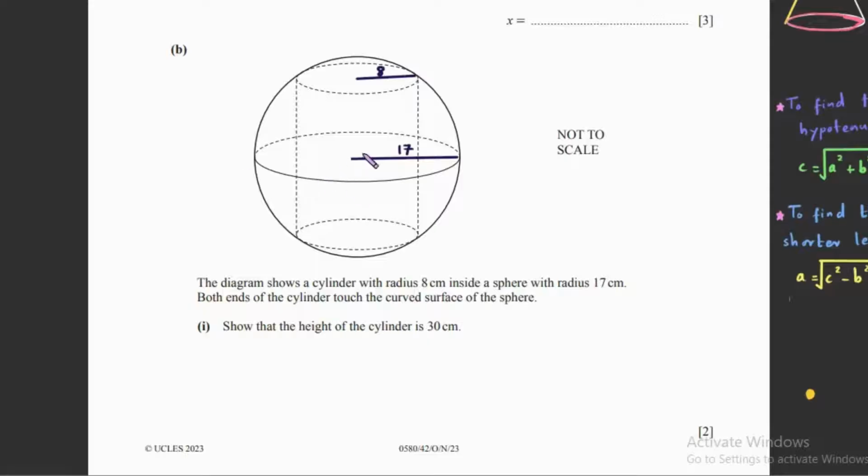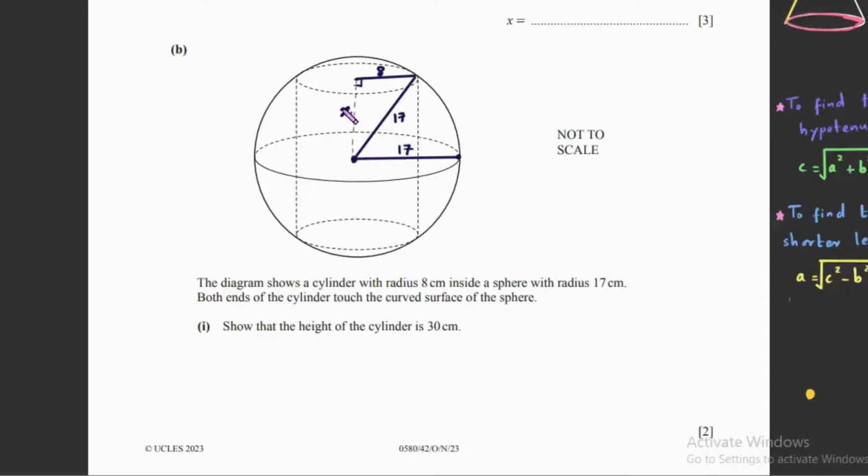Now, from this point to this end will also be 17. From this point to this point will also be the same 17. The reason is that it will still be the radius of that sphere. So this is going to be in line with this point and this point. They will be in line together. So this will make a right angled triangle. That way I can apply the Pythagoras theorem to find this length. So I'm going to label that as x so I can find what x is.